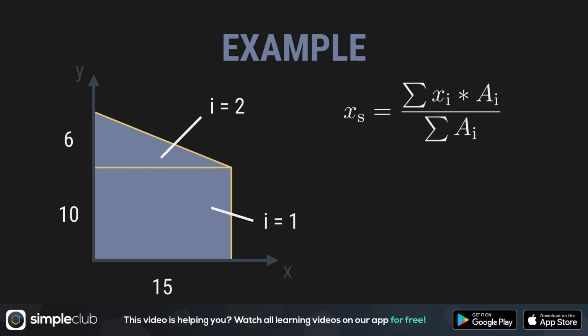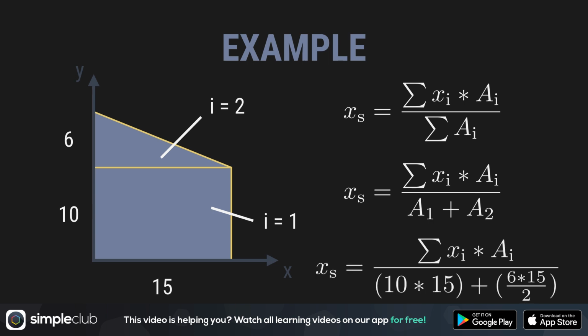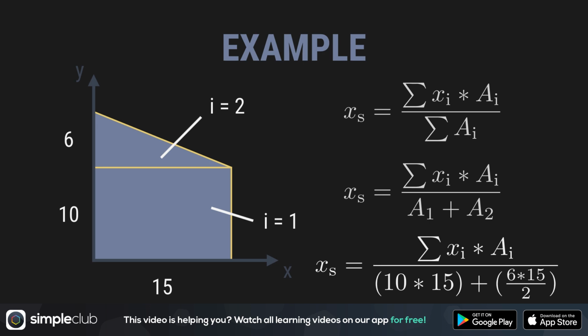First, we'll take a look at the denominator, because it looks quite harmless. Here we should add the areas together, which means the sum of A1 and A2. That's all we have after all. The surface area of the rectangle is simply 10 times 15, and that of the triangle is 6 times 15 divided by 2. That's not that hard, is it? Now we move on to the numerator.